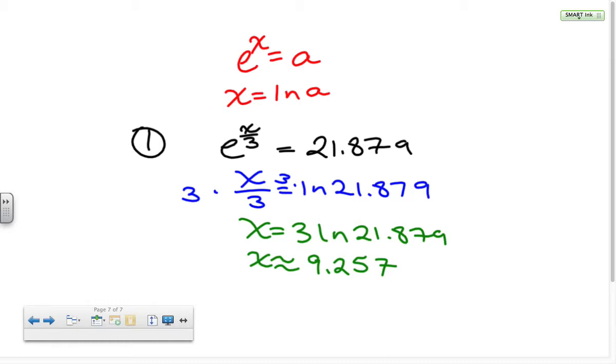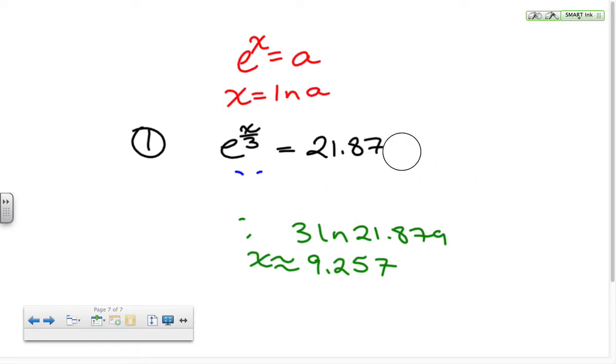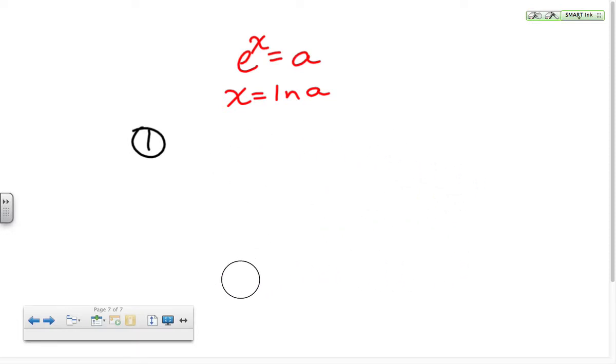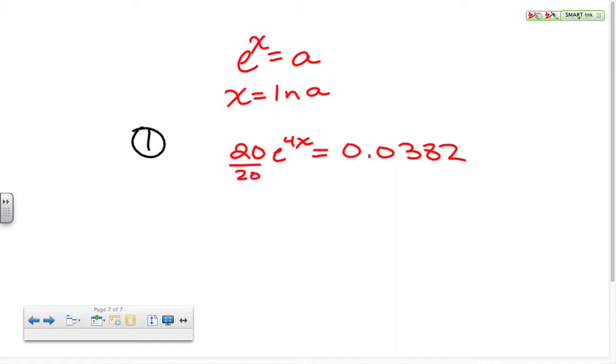One more example. I have 20 e to the 4x equals 0.0382. So before I can use this rule, the e has to be alone, so I'm going to divide by 20 on both sides. And I get e to the 4x equals 0.00191.